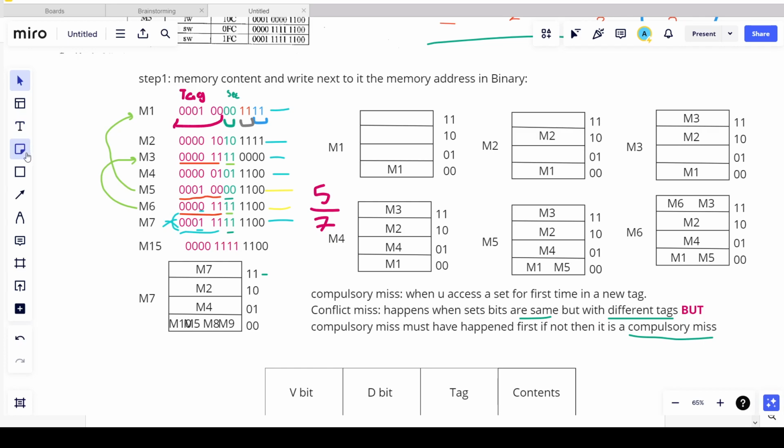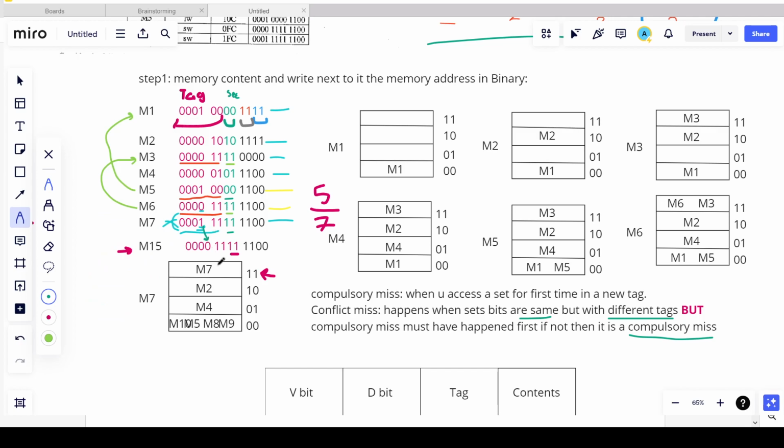Okay, back. Now let's say I want to have this M15 inside my set. What am I going to do? Basically, I will first look at the set. I said the set is 1, 1, so it should be going here. Does it have the same tag as M7? 0, 0, 0, okay, and then 1, 0. So they don't share the same tag.